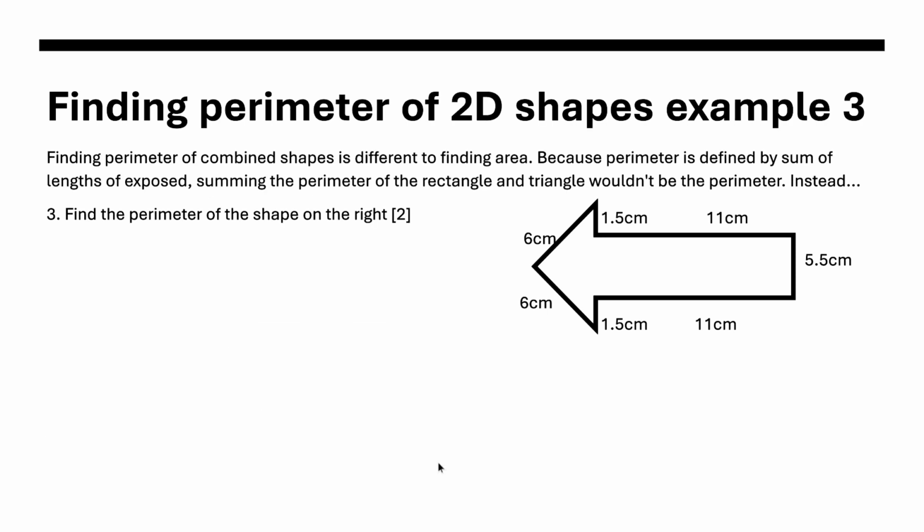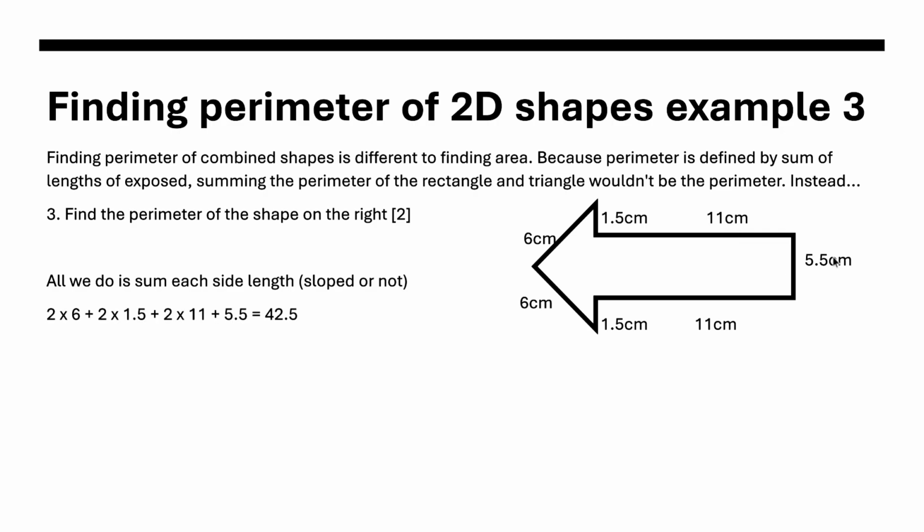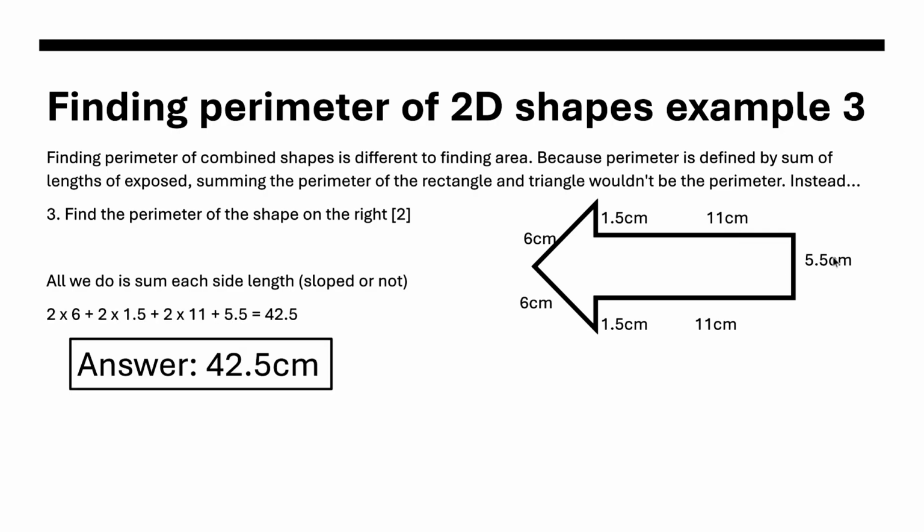Now find the perimeter of the shape. Unfortunately, it doesn't work the same way as area does. All we do is sum each side length. So we're going to do 6 times 2 plus 1.5 times 2 plus 11 times 2 plus 5.5. This gives 42.5 centimeters.